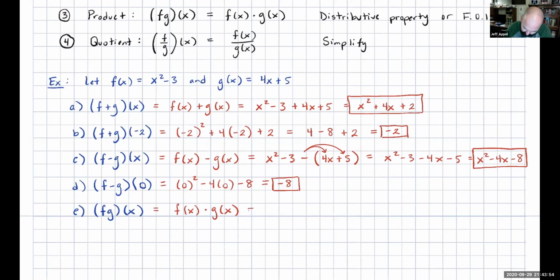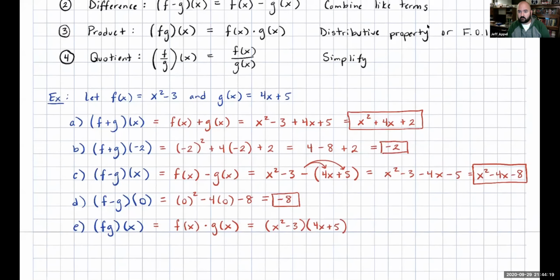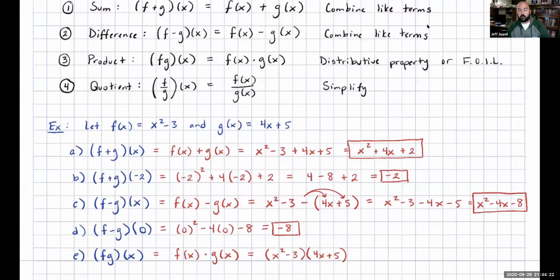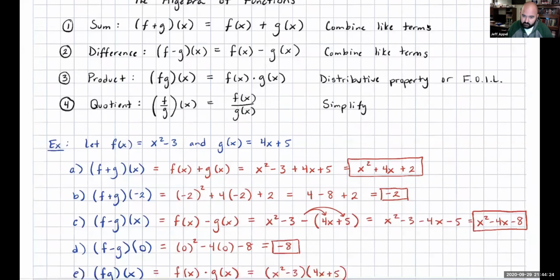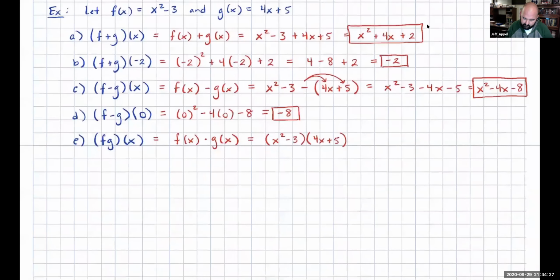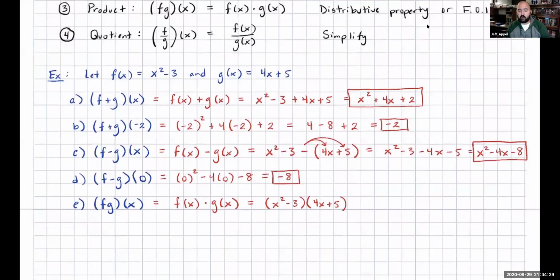So in this problem, when we go to multiply our functions, we're going to want to use parentheses on both. So it's going to be x squared minus 3. And then we're going to multiply that by 4x plus 5. So we're going to multiply these two together. And if you look at what it says next to the product, it's distributive property or FOIL. So in this case, that's precisely what we're going to do. We're going to use our FOIL to help us to figure this out.